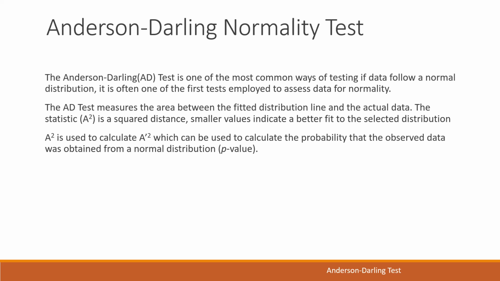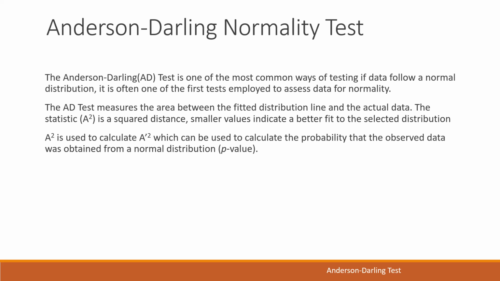The Anderson-Darling test measures the area between the fitted distribution line and the actual data. The statistic, A squared, is a squared distance, so smaller values indicate a better fit to the selected distribution. A squared is used to calculate A prime squared, which can be used to calculate the probability that the observed data was obtained from a normal distribution.